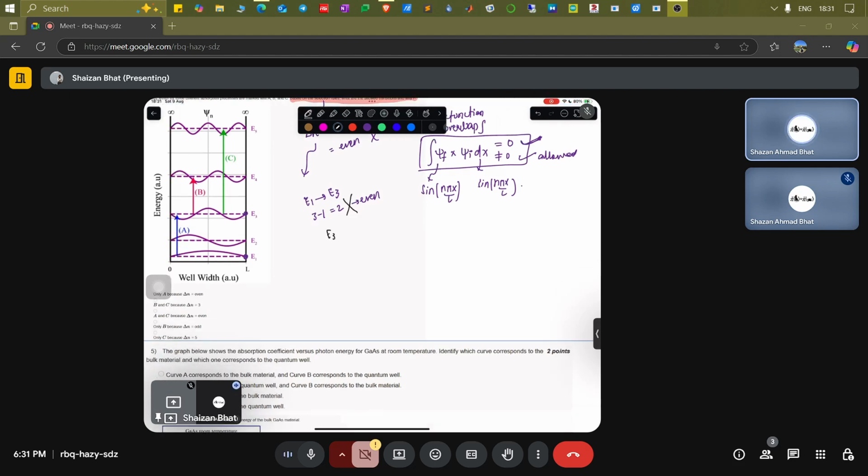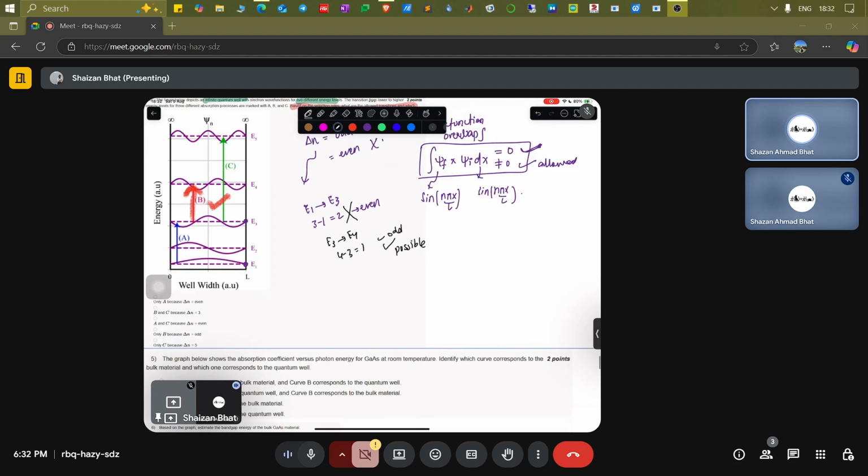Similarly, the E3 to E4 transition. That means 4 minus 3 gives 1. That means it's odd, so this transition is possible. That means this transition, which is shown here in red, is possible. What about the green one? The green one here is E3 to E5. That means 5 minus 3 is 2. Again this is even, so this transition is again not possible. So that is as per the selection rule.